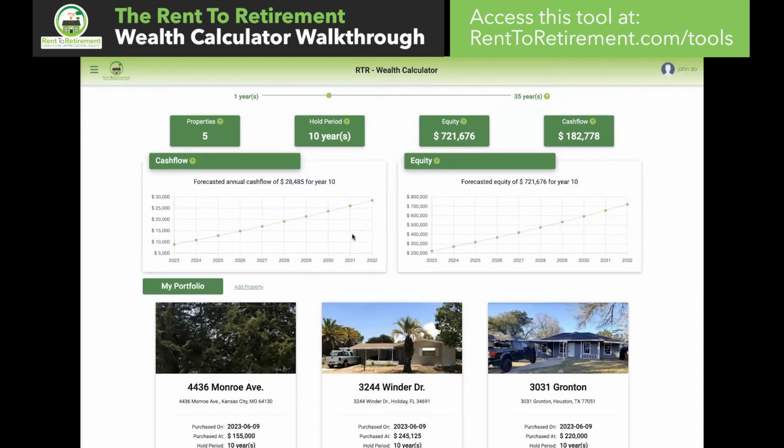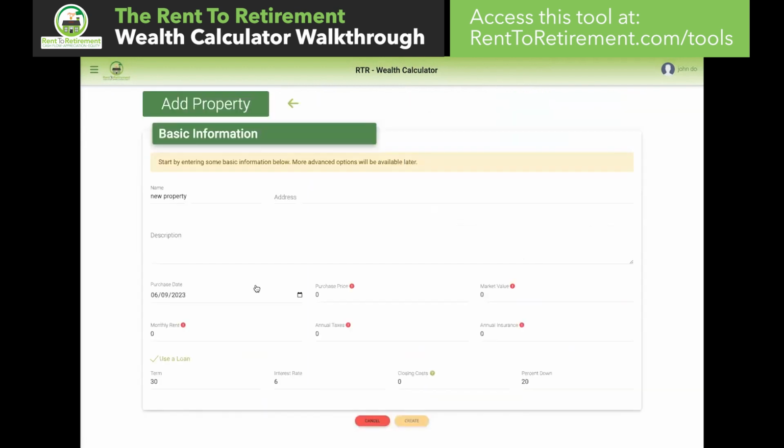So let's go in and add a new property. Let's say we just bought one. We'll go through and walk through this, and then we'll also show you how to edit it. So we'll do 123 Main Street. We'll call this one a property in Lehigh Acres, Florida. Purchase it today.